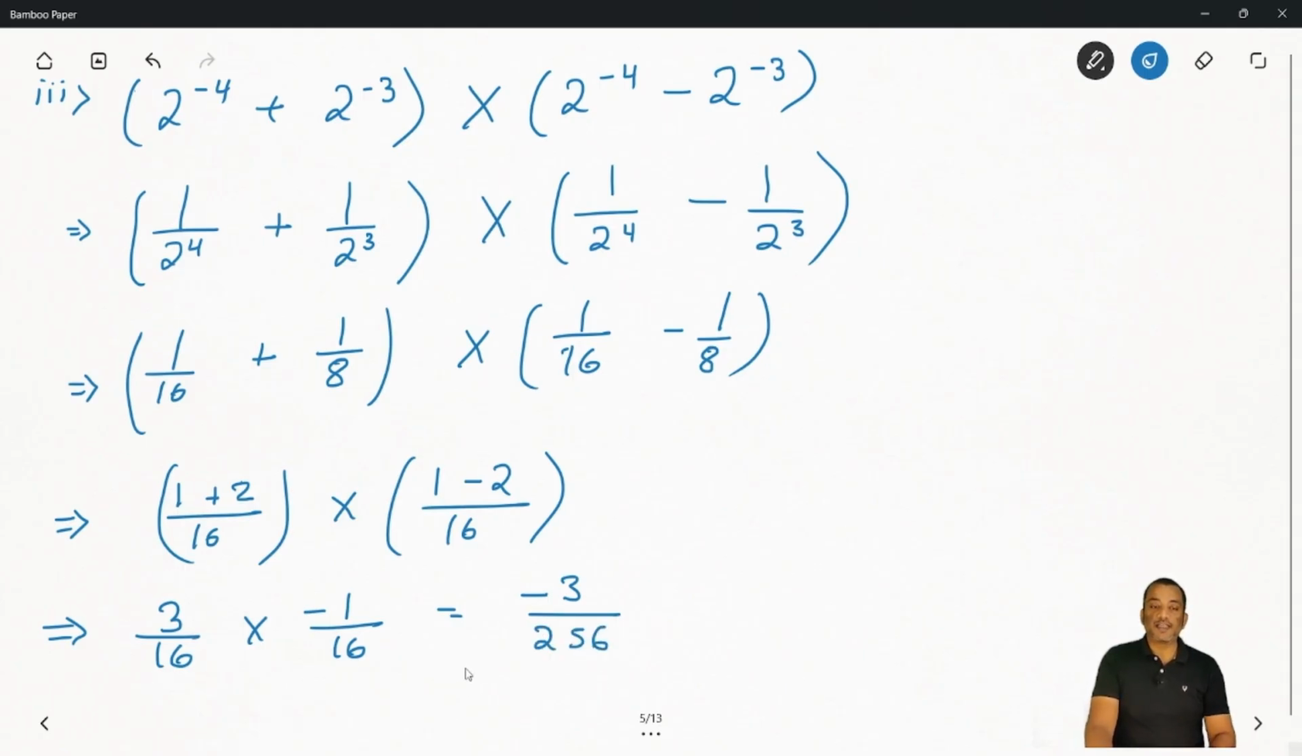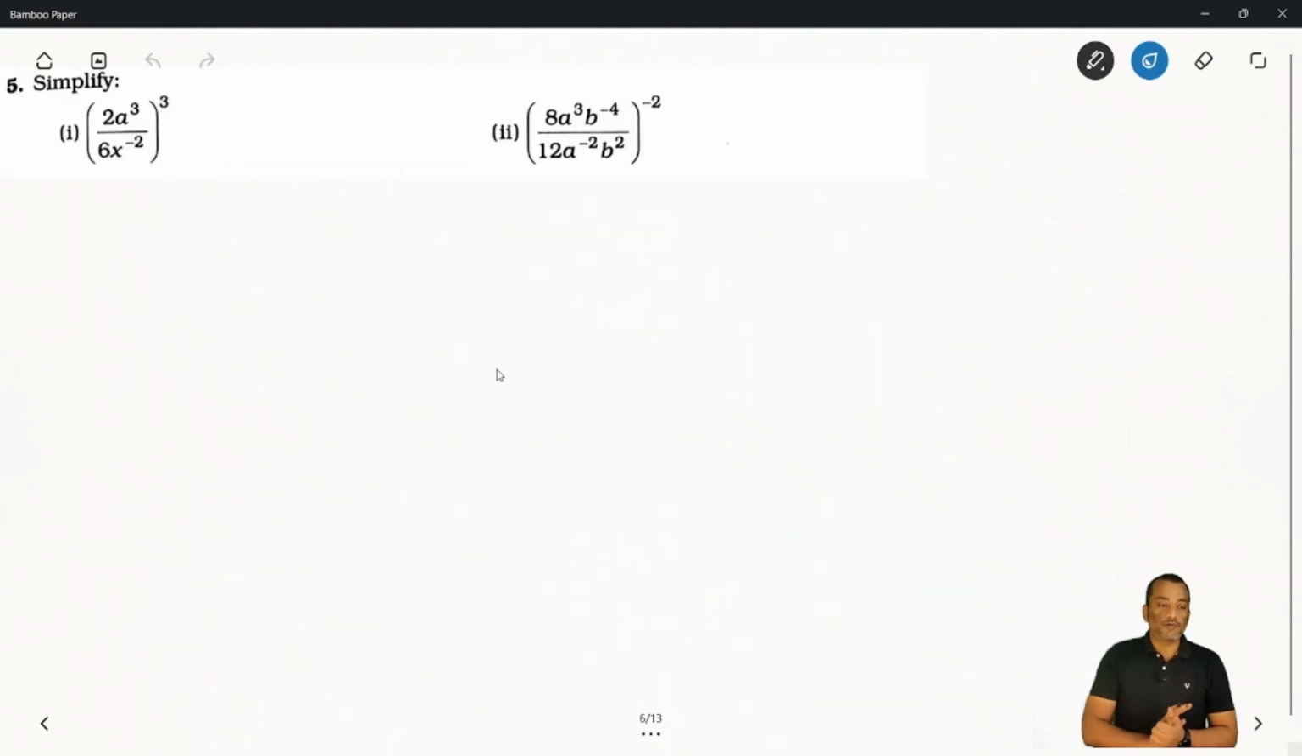Now it is a very easy type of question. Such types of questions you will get, so you can easily solve them. Okay. Now the fifth question, it is saying simplify. Simplify means you have to give the final answer. So here again, all the rules of the exponent will apply. So let me first solve the first question.